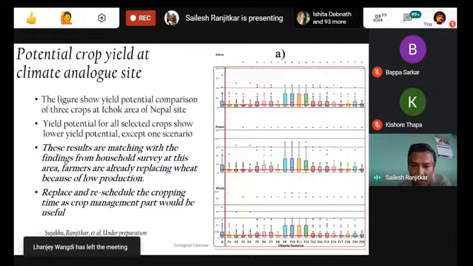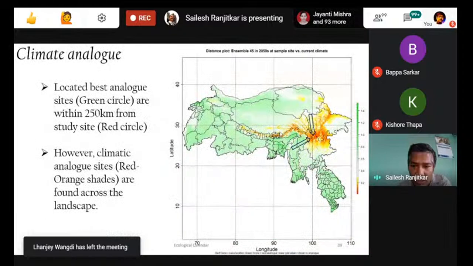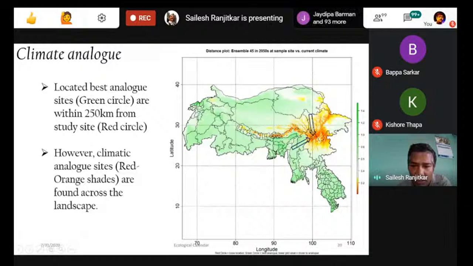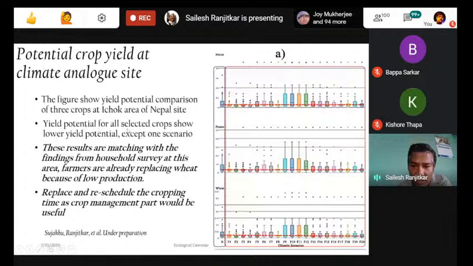So we check one of our analog sites. The analog site is somewhere here, this one in central Nepal. We check yield potential for several crops. I present here three: maize, potato, and wheat. The results are matching with the findings from the household survey in this area in Nepal.